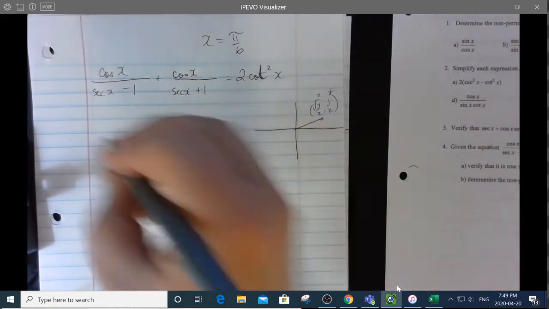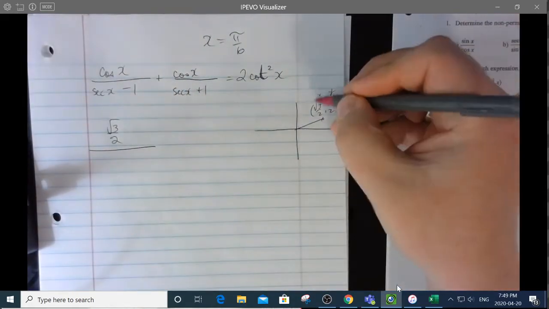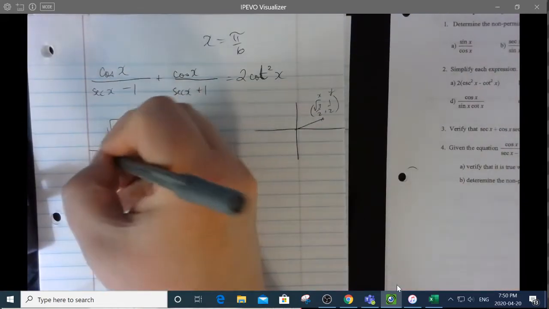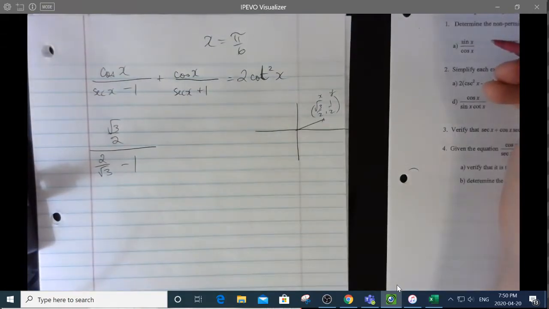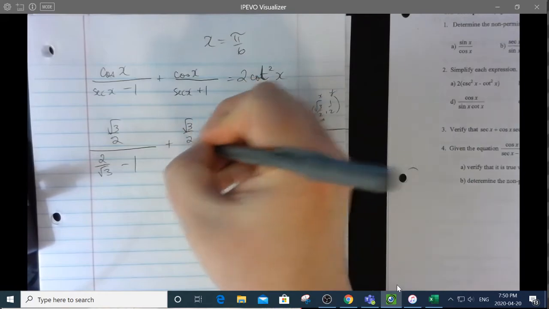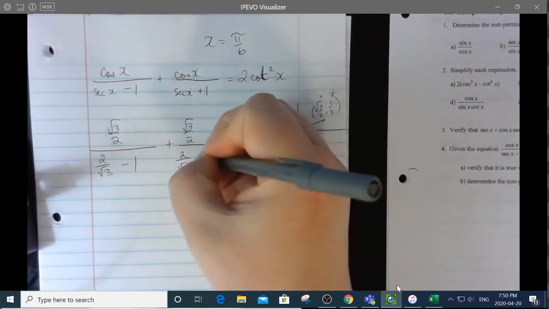Cosine is x, so this numerator is root 3 over 2. The denominator, secant, is the reciprocal of x. So this is going to be 2 over root 3 minus 1. Okay. Cosine, again, is root 3 over 2. And secant, again, is 2 over root 3 plus 1.